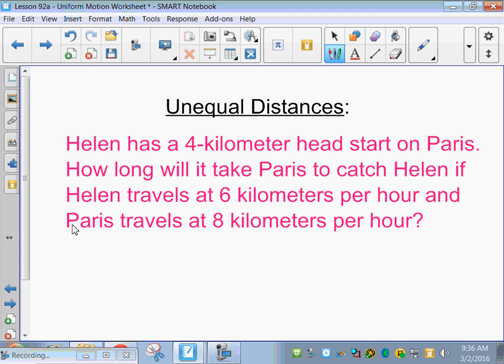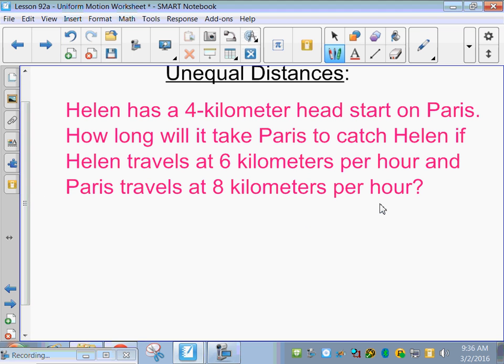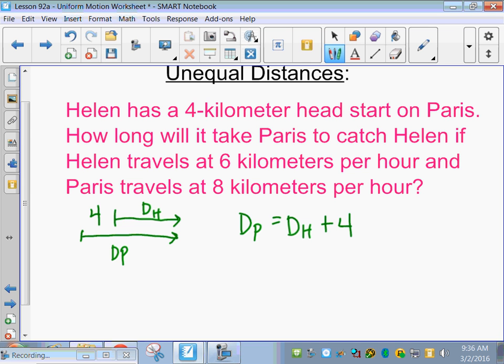Let's do an unequal distance problem. So Helen has a 4-kilometer head start on Paris. So that means that we've got Paris going the full distance, but Helen got a 4-kilometer head start. So distance, Helen, she went less, so we're actually going to have to add 4 kilometers to her distance to make it equal to the distance that Paris went. So the distance of Paris is equal to the distance of Helen plus the 4 kilometers that she was ahead. And then we always replace with rate times time.